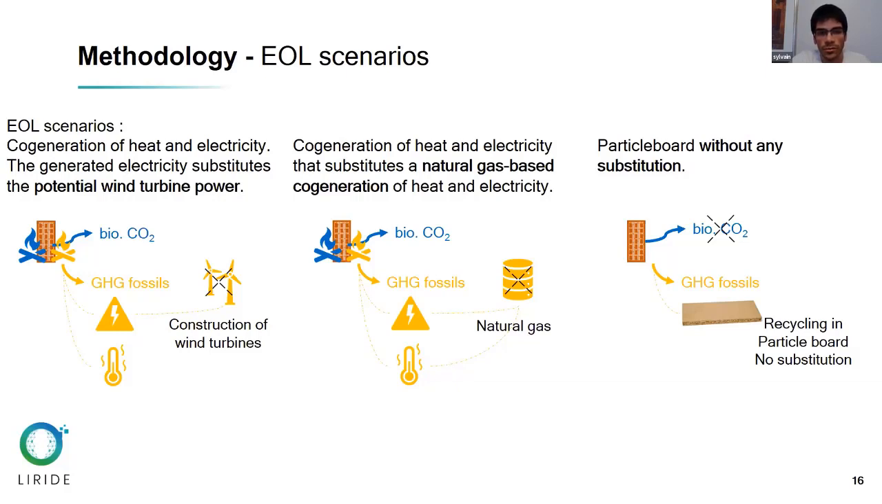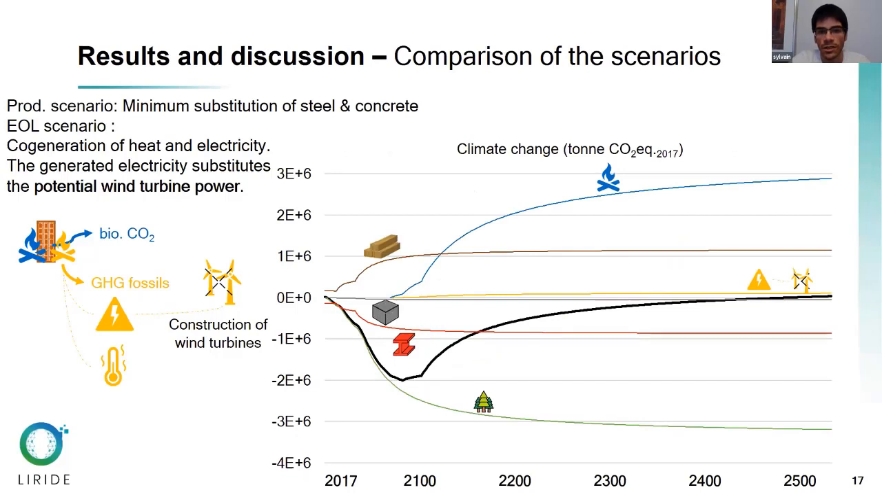So now I will present the results, and for each end of life scenario, we'll present the first case. I will present first the case where the substitution of steel and concrete is not enough. So in this case, we will see which end of life scenario makes the result negative or makes a benefit.